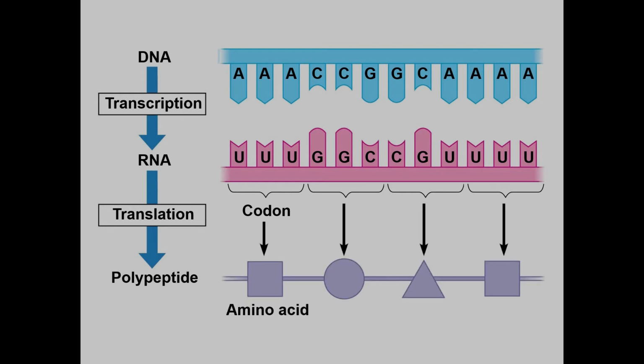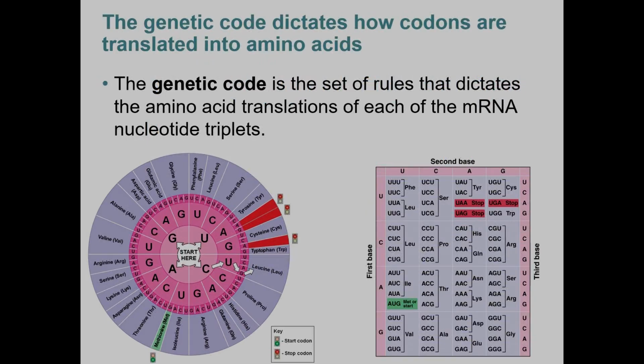So for example, UUU is a codon that encodes square here, whereas GGC encodes the circle and CGU encodes the triangle. Each of these is a different word, and it corresponds to a specific amino acid. The genetic code is a set of rules that dictates the amino acid translations of each mRNA nucleotide triplet. We can think about this in two different ways.